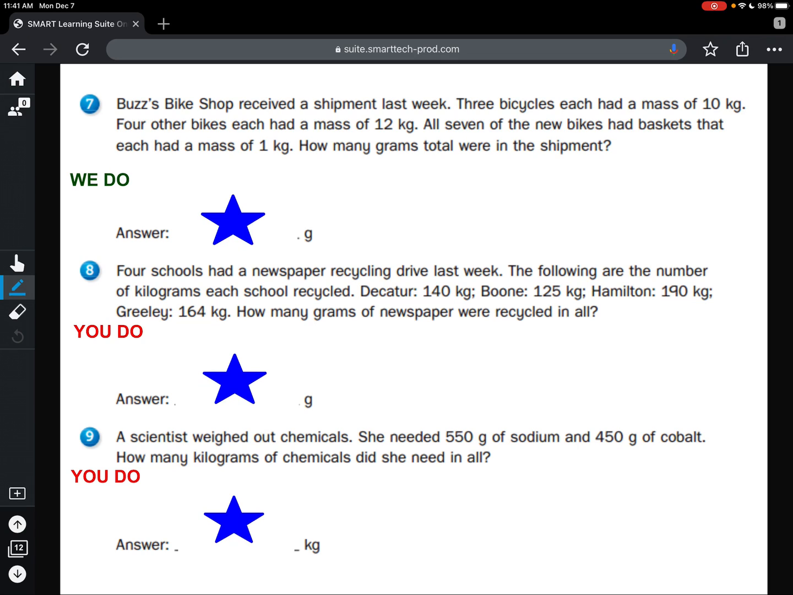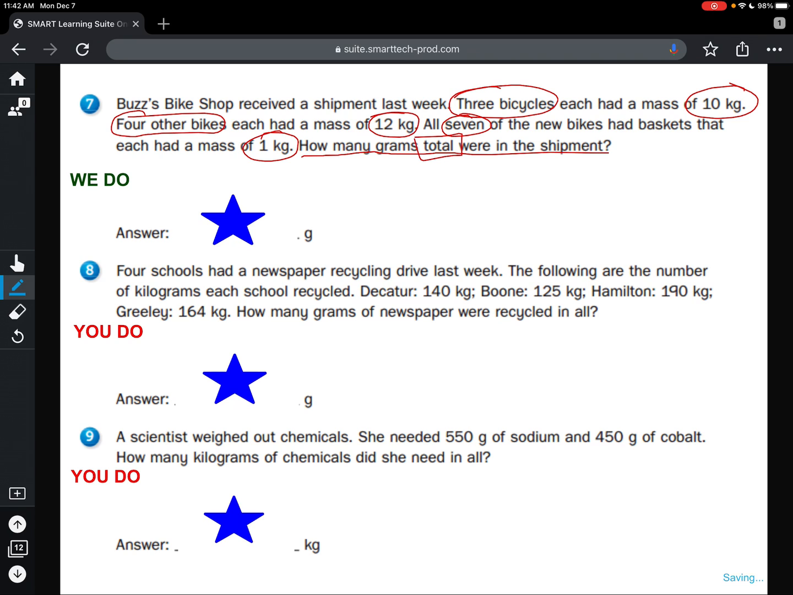Now let's take a look at number 7. Buzz Bike Shop received a shipment last week. 3 bicycles each had a mass of 10 kilograms. 4 other bikes had a mass of 12 kilograms. All 7 of the new bikes had baskets that each had a mass of 1 kilogram. How many grams total were in the shipment?